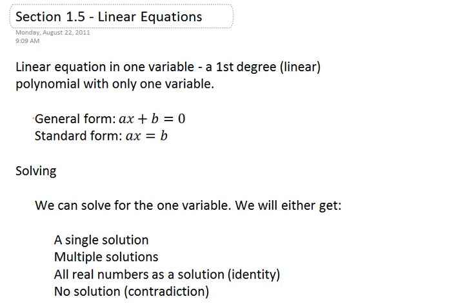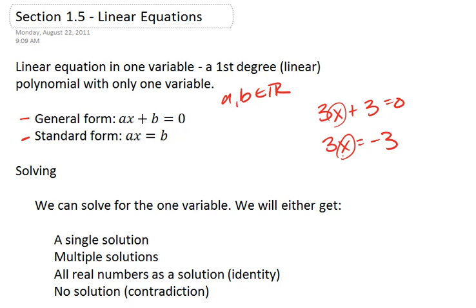The general form is ax plus b equals 0, where a and b are real numbers. An example would be 3x plus 3 equals 0. The standard form is ax equals b. So if we were to rewrite 3x plus 3 equals 0 in standard form, it would look like 3x equals negative 3. With linear equations in one variable, we can solve for what that variable value can be.